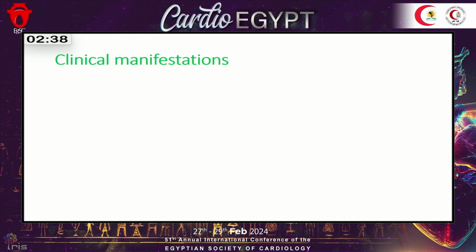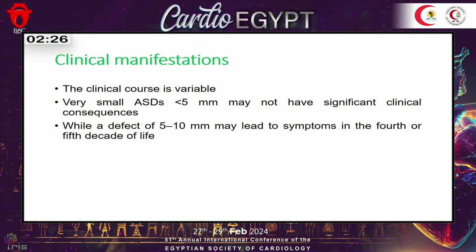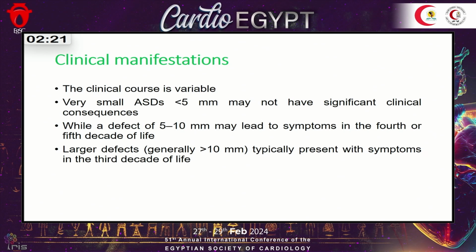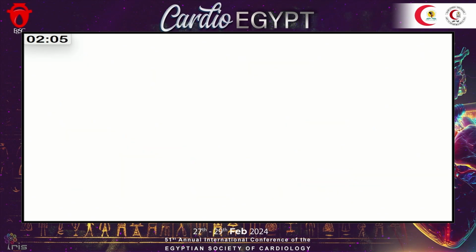Sometimes they are asymptomatic until the first decade of life. The clinical course is very variable. Very small ASDs, less than 5 millimeters, may not have significant clinical consequences. Others from 5 to 10 millimeters may lead to symptoms in the 4th or 5th decade of life. Larger defects, more than 10 millimeters, typically present earlier in life, and aging is, of course, associated with increased left ventricular stiffness and impairment in diastolic filling, leading to an increase in left to right shunting across the ASD and right ventricular volume overload.